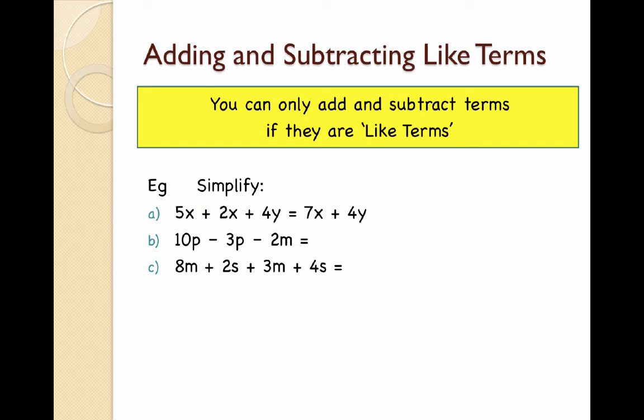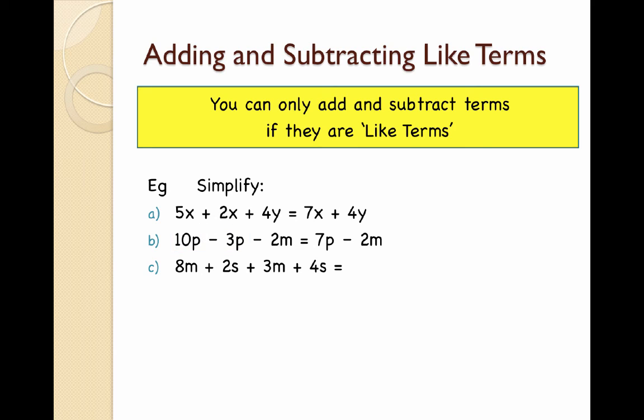Let's look at example B. I've got 10 p's and I'm taking away 3 p's. I'm then going to try and take away 2 m's, but p and m are unlike terms. So I can do 10 take away 3 and I can get 7 p's. But then when I've got those minus 2m, I still need to put that minus 2m on the end of my expression so that they are the same on the left-hand side of the equal sign as they are on the right. These are called equivalent terms or equivalent expressions.